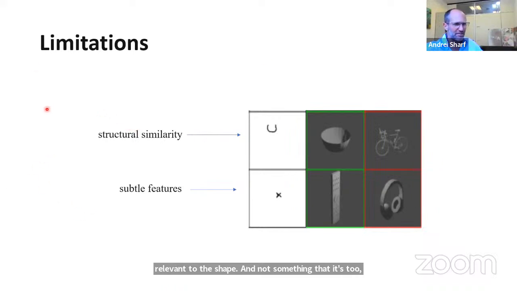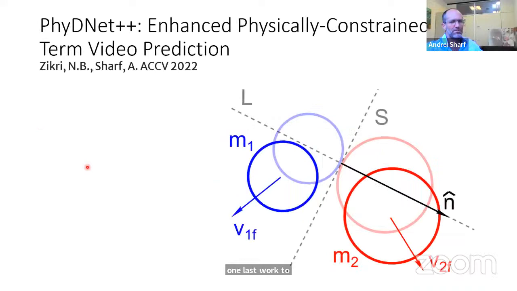Okay, I still have maybe 5 minutes. I will show you one last work, totally different. So I'm trying to capture quite different ideas. Here, the work is called PhyDNet++, physical DNet++, which is an enhanced physically constrained long-term video prediction. It is from 2022.